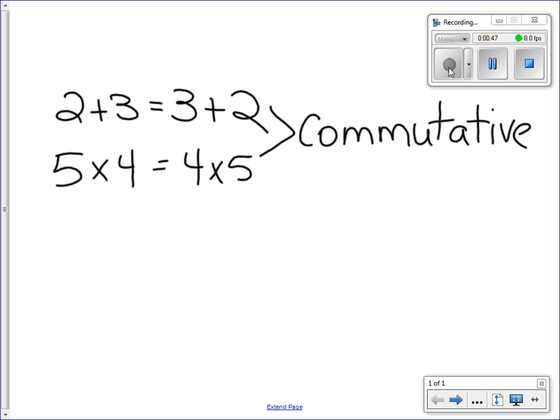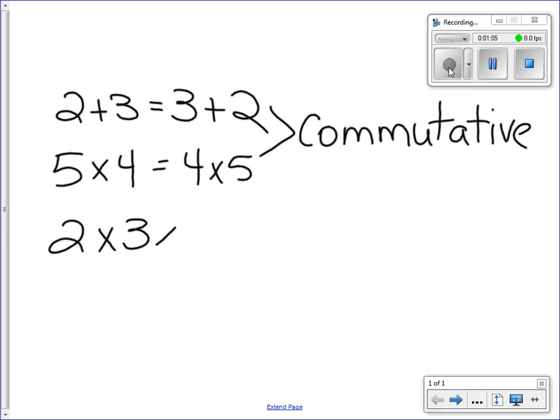Associative property, remember I told you who you associate with would be like your group of friends. So associative property is your grouping property. In this property, you would have three or more numbers being added together or multiplied together, and you would just keep them in the same order.